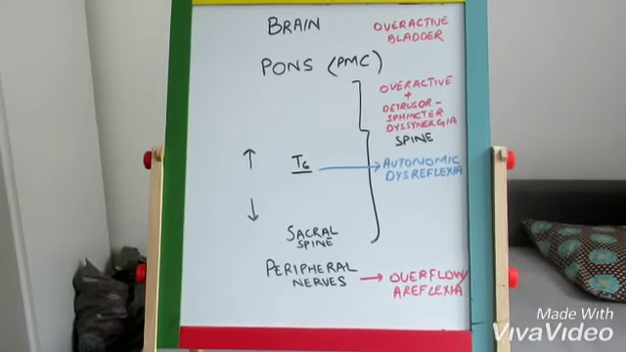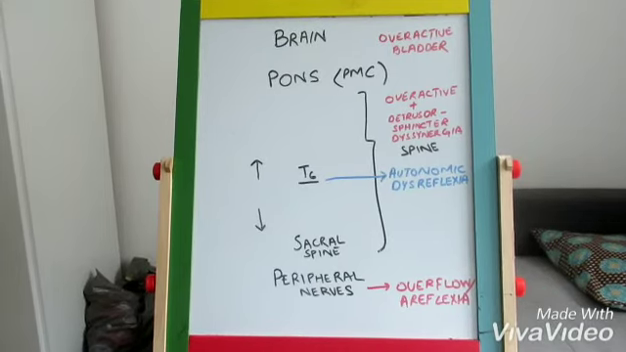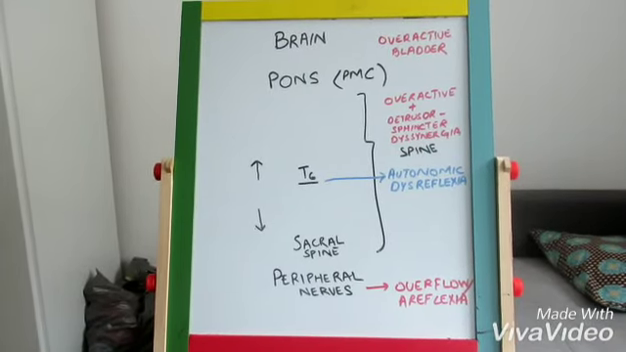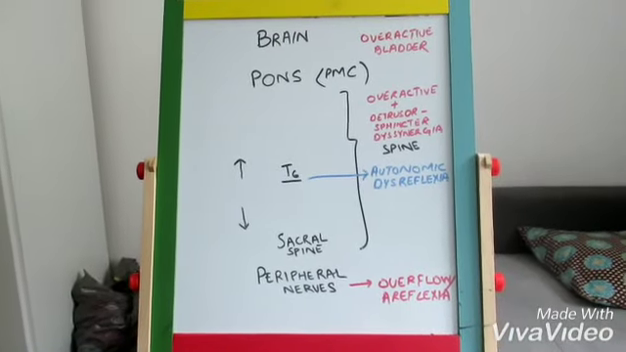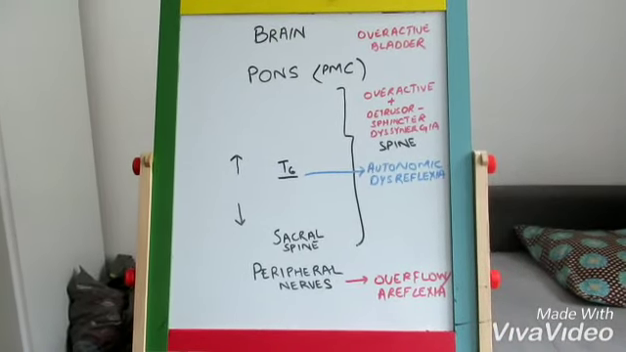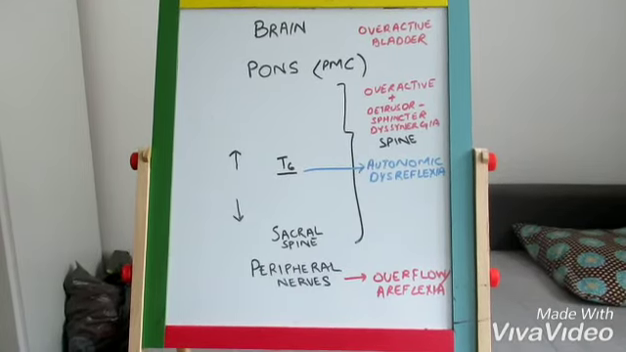Examples of overflow incontinence can be diabetes, tabes dorsalis, or other peripheral lesions. So basically, this is the main thing. Where the lesion is is important.